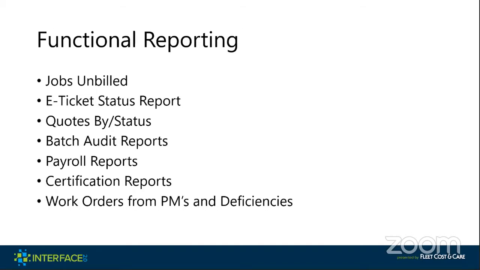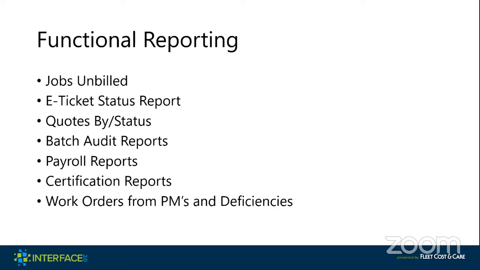From the functional side, we're going to look at jobs unbilled, e-ticket status, quotes by. We'll look at some of our batch audit reports on the invoicing and vouchering side. Go into a few of the payroll reports for dispatch as well as the payroll team. Spend some time looking at certification reports. There's a couple that I think could be beneficial. And then work orders from PMs and deficiencies.